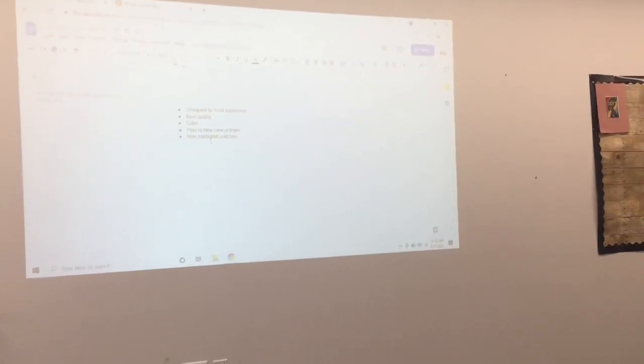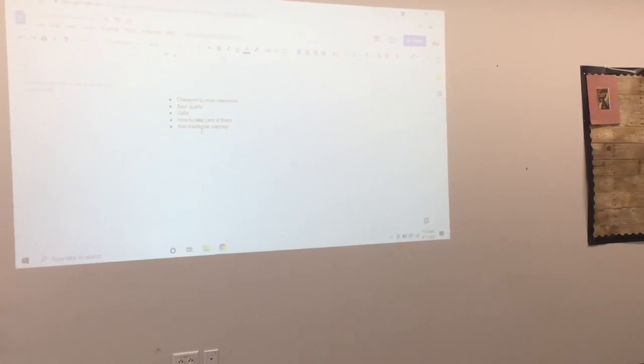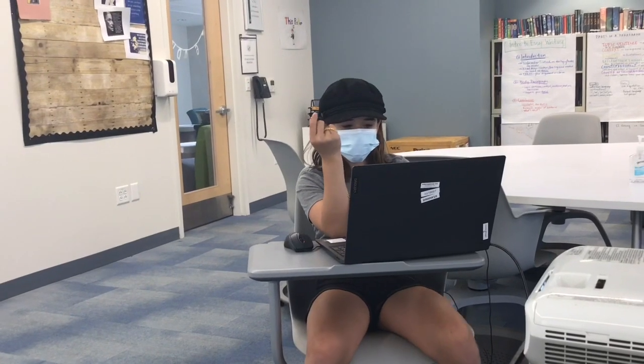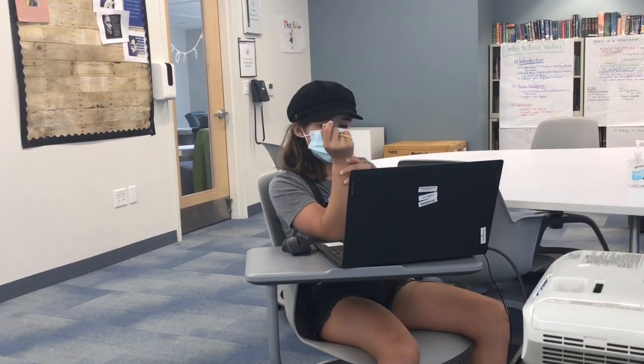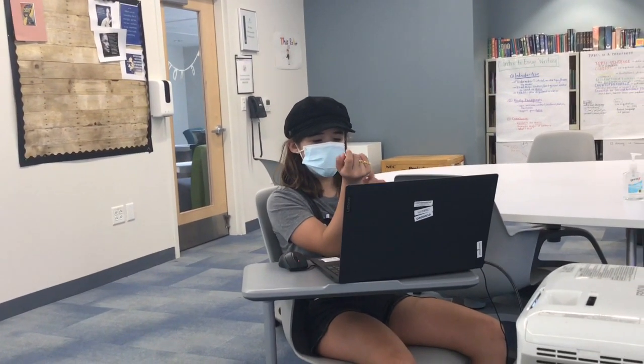The third one is color. There are different types of colors. There's bronze, gold, silver. And the fourth one is how to take care of them. Some ways to take care of them are better than others. And then the last one is non-traditional watches, like the movie watches that glow up and glow and stuff.